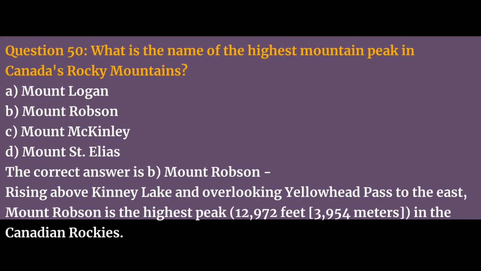Question 50. What is the name of the highest mountain peak in Canada's Rocky Mountains? A. Mount Logan. B. Mount Robson. C. Mount McKinley. D. Mount St. Elias. The correct answer is B. Mount Robson. Rising above Kinney Lake and overlooking Yellowhead Pass to the east, Mount Robson is the highest peak, 12,972 feet, 3,954 meters, in the Canadian Rockies.